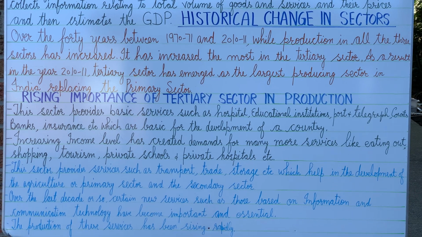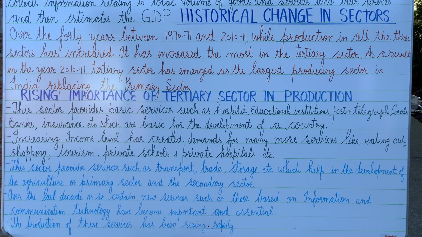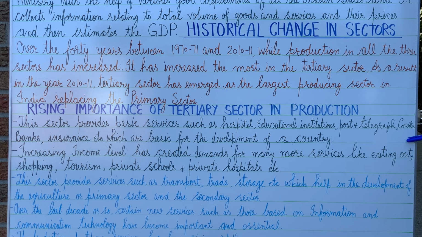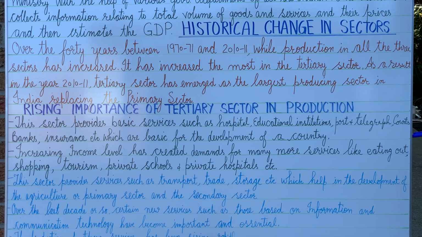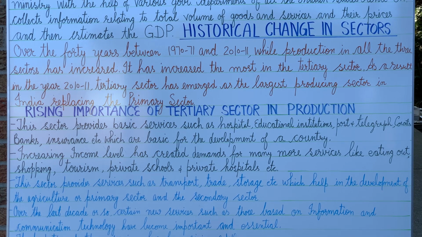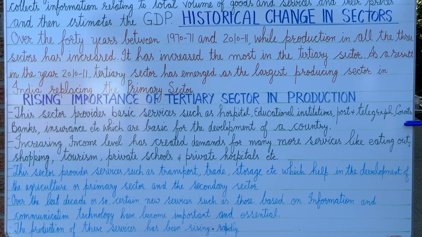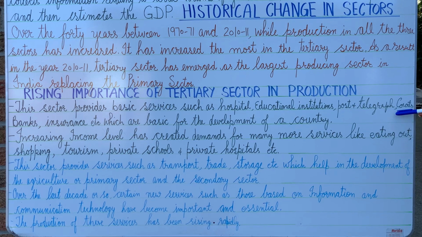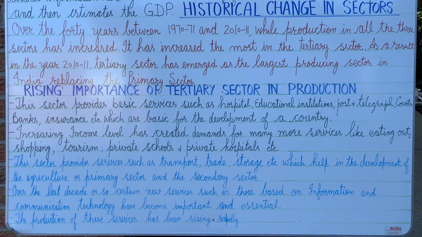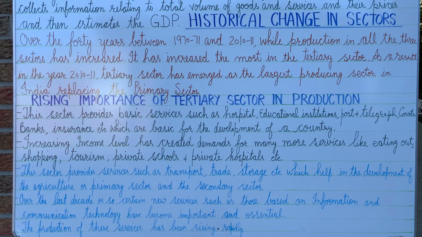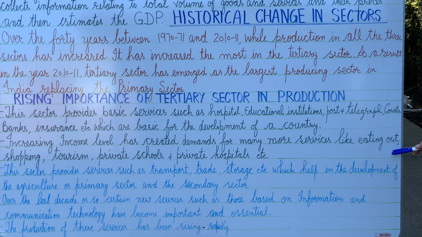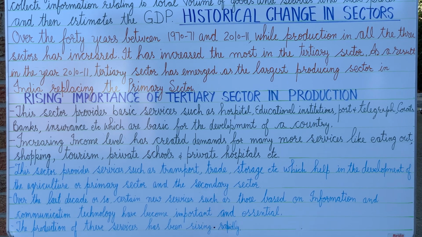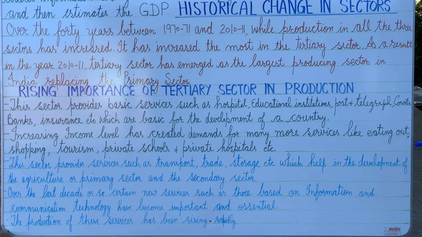First of all, this sector provides the basic services. What are those basic services? For example, hospitals, educational institutions, post and telegraph, courts, banks, insurance, police, etc., which are basic for the development of a country. And in a developing country, it is the duty of the government to provide all such basic facilities to the people. Next, with the increase in the income level of the people, demand has been created for many more services. For example, eating out, shopping, tourism, private schools and private hospitals, etc. So people are required to work in these institutions.